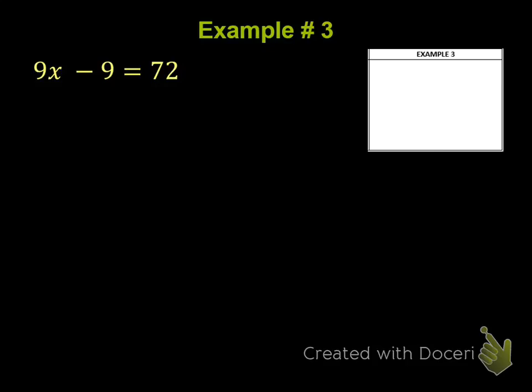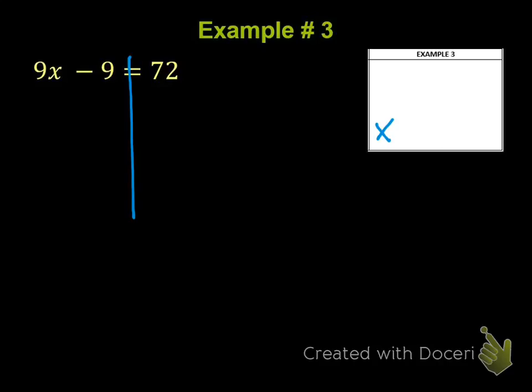Okay, the third and final example here before you're going to be able to try some on your own. Please remember to copy this down once again in the third example box. I'm going to draw my line here. Now before I get started, I want to take a look here. I have 9 times x minus 9 equals 72.